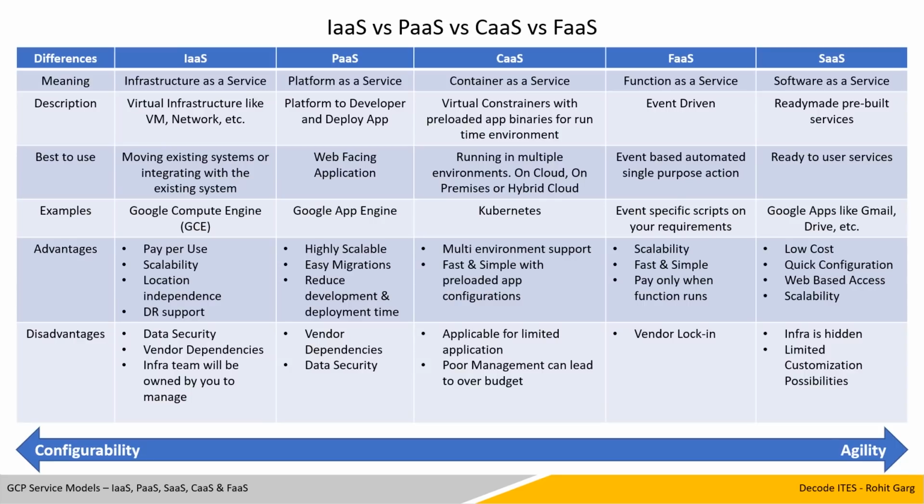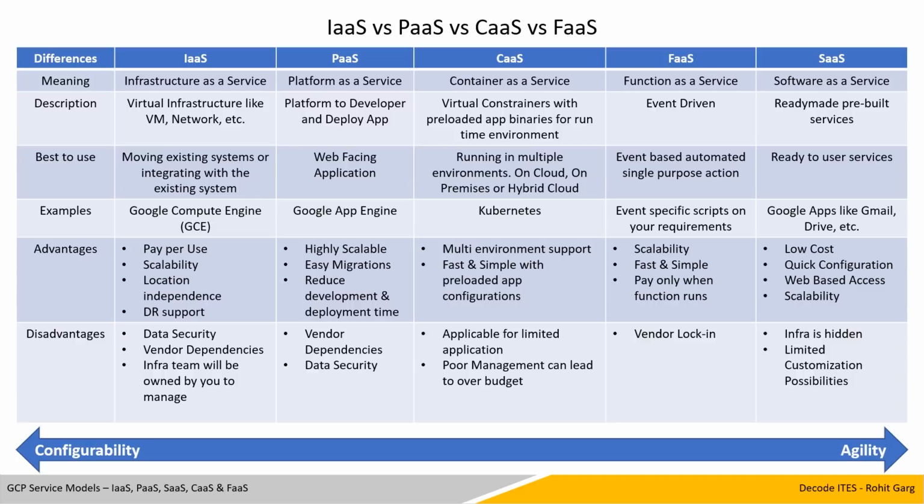Let's look at some of the major differences between IaaS, PaaS, CaaS, FaaS, and SaaS. As the name implies, as we already discussed, IaaS means infrastructure as a service, PaaS means platform as a service, CaaS means container as a service, FaaS is function as a service, and SaaS is software as a service. IaaS comes into the picture when we are using virtual infrastructure like VM and network. PaaS comes into the picture to develop and deploy applications. CaaS comes into the picture for virtualized containers with preloaded app binaries for the runtime environment. FaaS comes into the picture for event-driven functions. SaaS is for ready-made pre-built services.